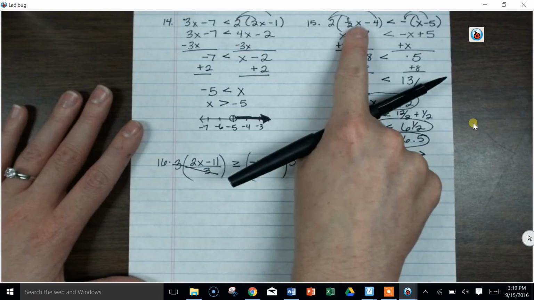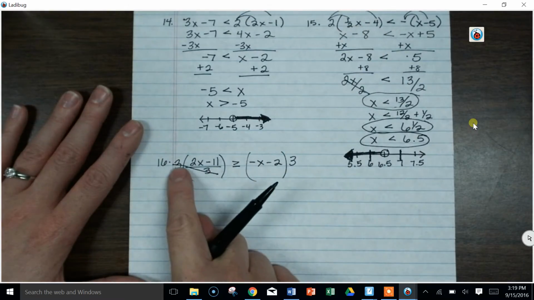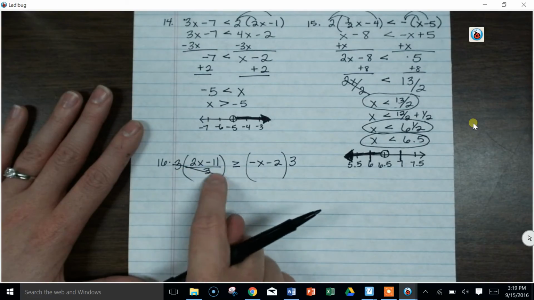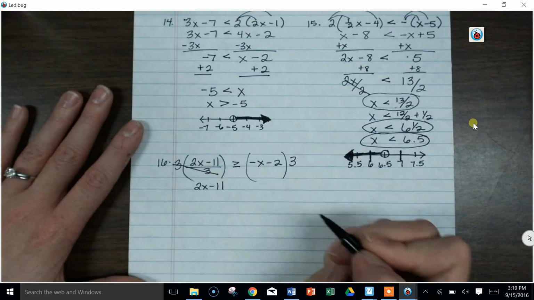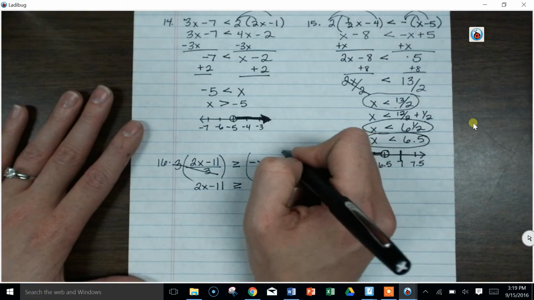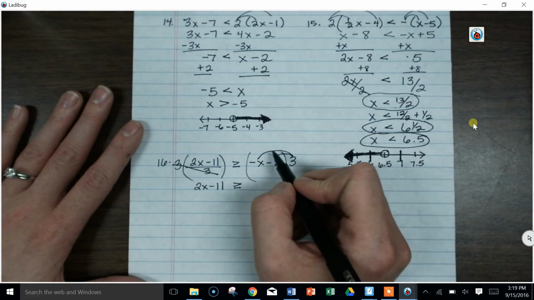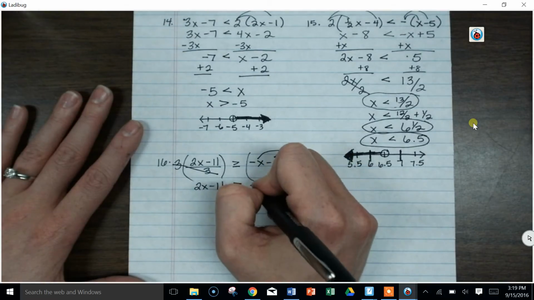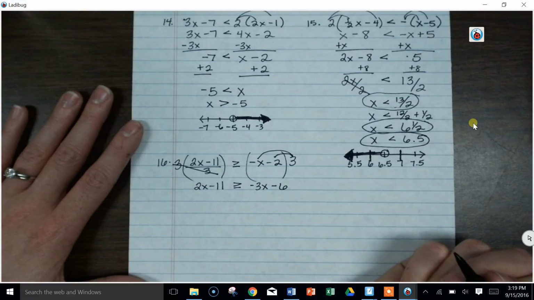That's different from up here. I had a fraction and then a separate term. Here I have one big fraction with 3 in the denominator. So those just divide out and I'm left with 2x minus 11. Keep the greater than or equal to. 3 multiplies by everything inside parentheses. So 3 times negative x is negative 3x. 3 times negative 2 is negative 6.